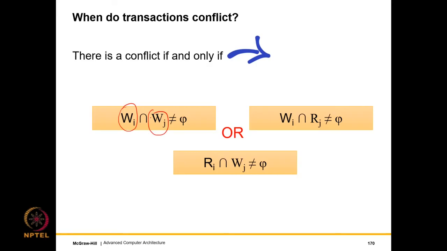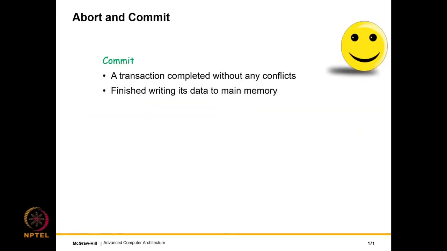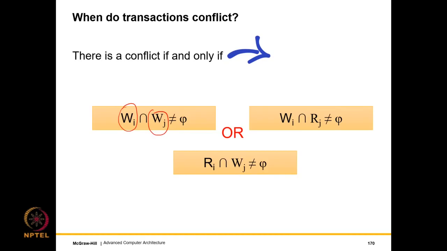So there is a conflict, no doubt, between them, because it's like a write after write or a war hazard. If there is a conflict between the read and write sets, which can happen in two ways, either wi intersection rj is non-null or ri intersection wj is non-null. In this case, the read and write sets will have a non-null intersection. And because they will have a non-null intersection, there is a conflict.